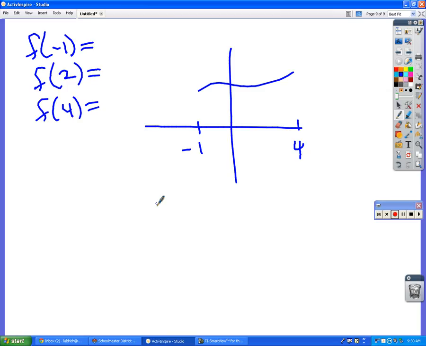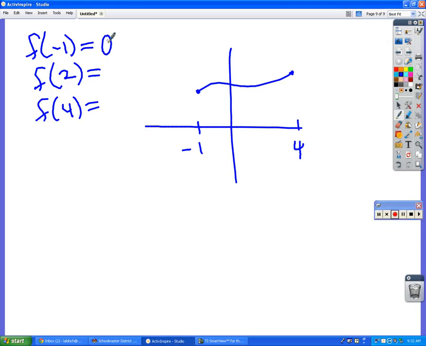So negative 1 and 4 are the endpoints of the graph, here and here, and then 2 is the thing that we found by setting the derivative equal to 0. So what do you plug those values into? The original equation. Okay, do that.